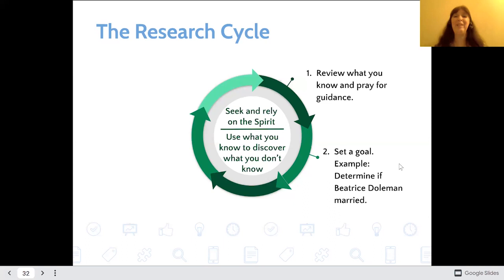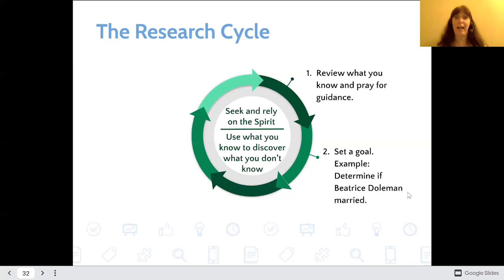Sometimes new family historians want to do that because they're so excited. They think, okay, nobody's been able to do it yet, but I want to try. Especially when you're starting out, that can end up being very discouraging or can lead to mistakes. So especially in the beginning, but really always, we want to set a doable little goal that we can achieve and build on. We don't want to make the goal so big and unmanageable that it's hard to wrap our minds around it. So here's a very simple one that we're actually going to look at in a minute. Determine if Beatrice Dolman married.